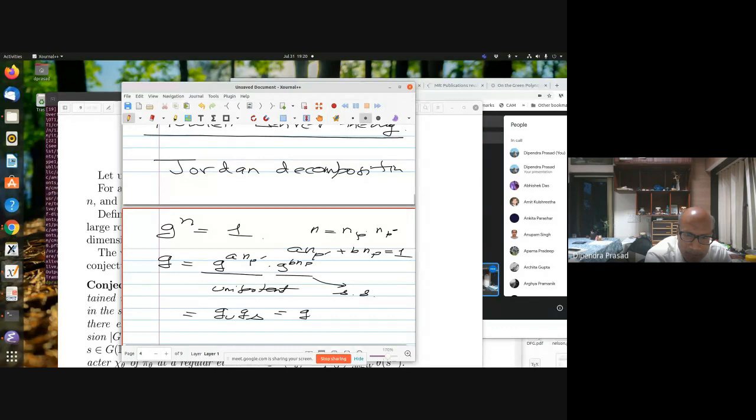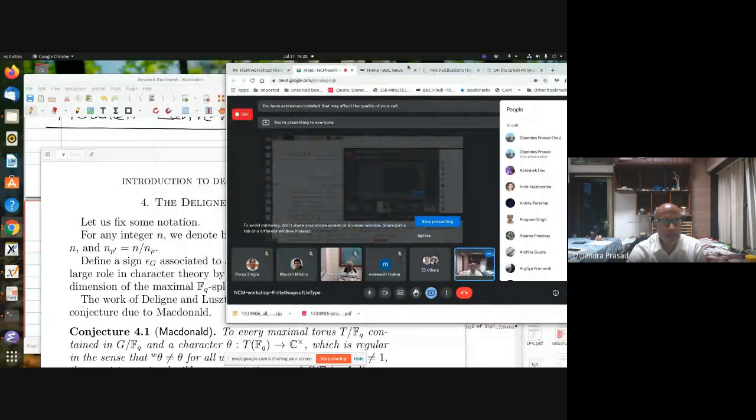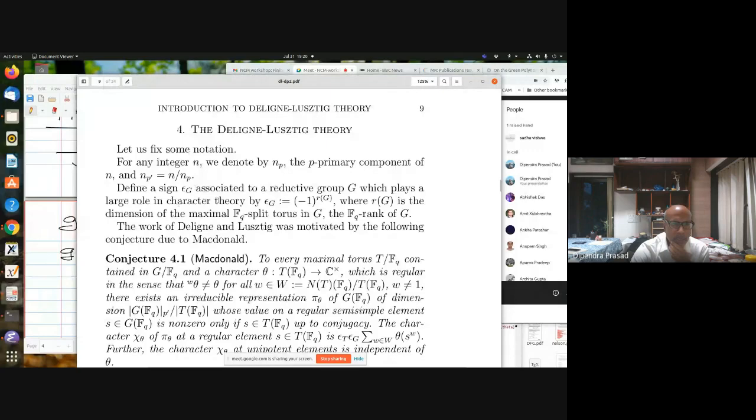The Jordan decomposition is one of the great discoveries of Chevalley, that there is a Jordan decomposition for any reductive group over any field. But over a finite field, there are no issues. I was just saying that this sign epsilon_G allows you to define a function on the reductive group by saying epsilon_G of an element to be epsilon of the centralizer of the semi-simple part of the element, which is a reductive group.